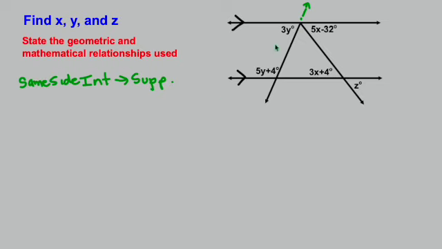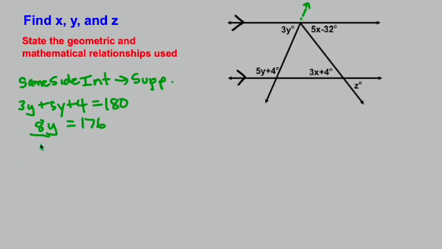So that means that these two angles, 3y and 5y plus 4, must add up to be 180. So I'm going to write 3y plus 5y plus 4 equals 180 degrees. I'm going to add together my y's, so I get 8y. At the same time, I'm going to go and subtract 4. So if I subtract 4 on this side, subtract 4 over here, I get equals 176.